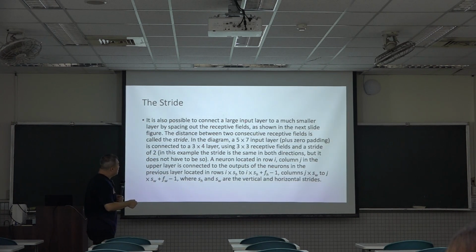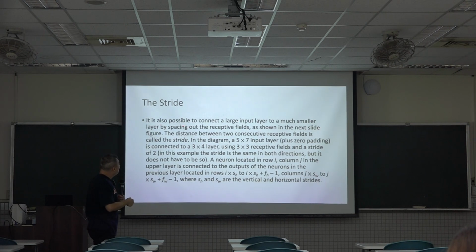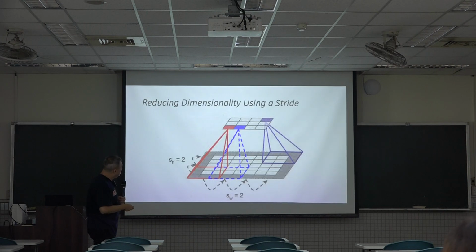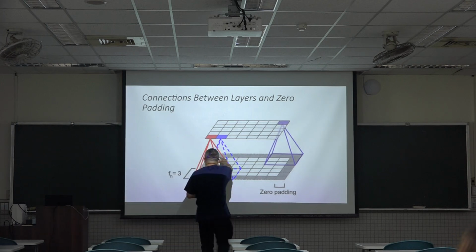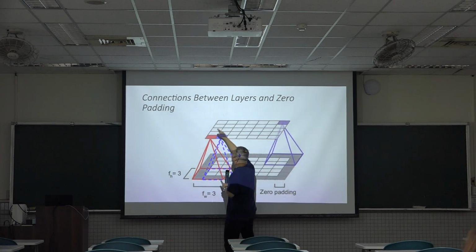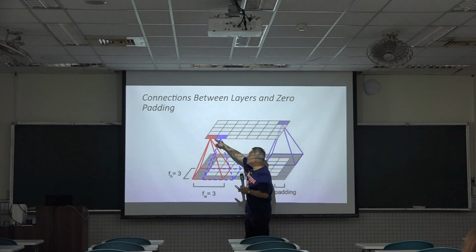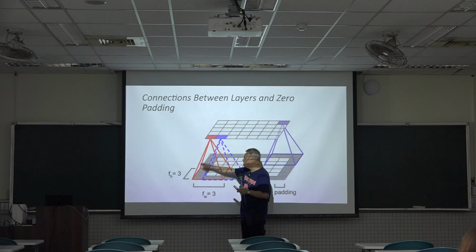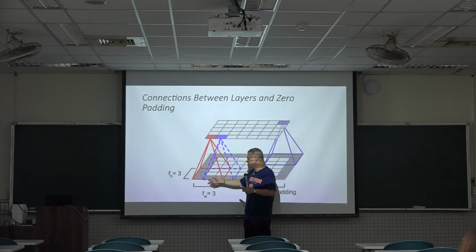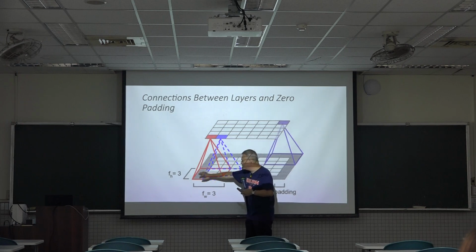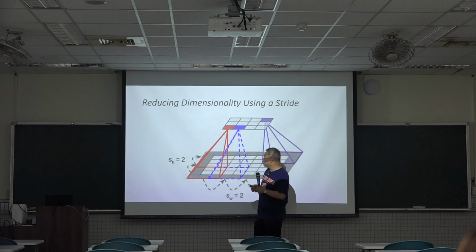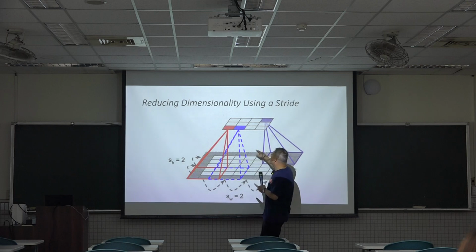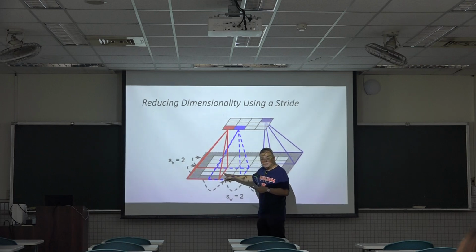It's also possible to connect a larger input layer to a much smaller layer by spacing out the receptive fields. For example, in the previous one, you can see the size of this area and the size of this area is the same. That's why, when each neuron is mapped to an area larger than maybe 2 by 2, we have to have zero padding. But in this example, you can see this area and this area are different. This one is much smaller than this one, right? So what do we do?